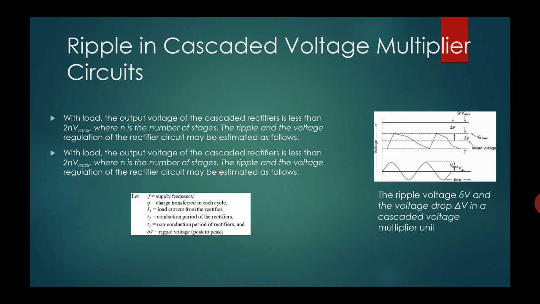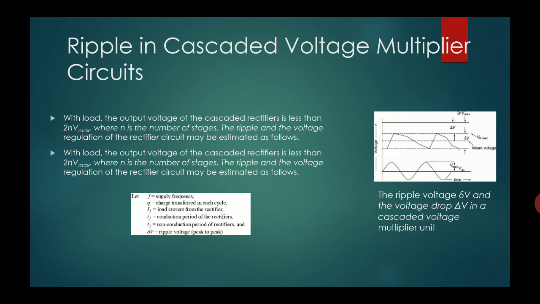Ripples in cascaded voltage multiplier circuit. With a load, the output voltage of the cascaded rectifier is less than 2n Vmax, where n is the number of stages. So on no load, the voltage would be 2n Vmax, but during the load it will be less than 2n Vmax. The ripple and the voltage regulation of the rectifier circuit may be estimated as follows.